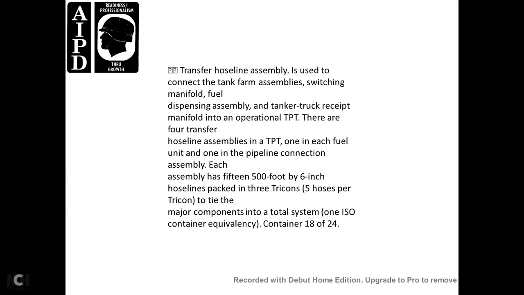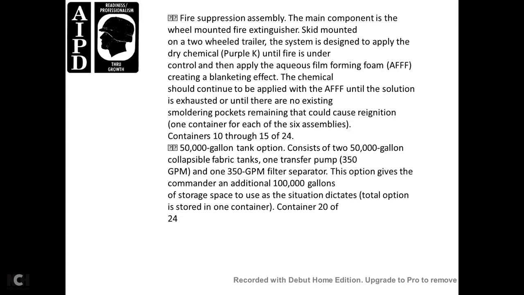There are 4 transfer hose line assemblies in a Tactical Petroleum Terminal, 1 in each of the fuel units and 1 in the pipeline connection assembly. Each assembly has 500 feet of 6-inch hose line packed in 3 tricons, with 5 hoses per tricon, to be major components in the total system. 1 ISO container equivalency, container 18 of 24.